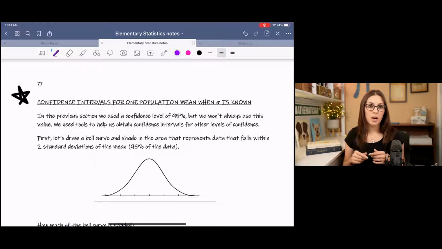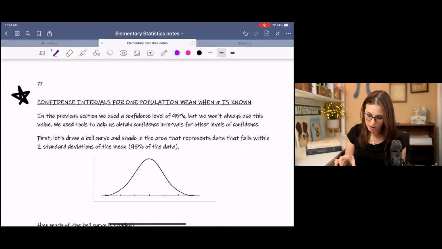And also keep in mind that this video is for confidence intervals when you know the population standard deviation. When you don't know the population standard deviation, there's a different procedure, which I'll show in the next video.